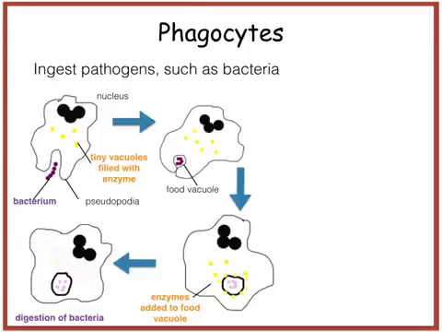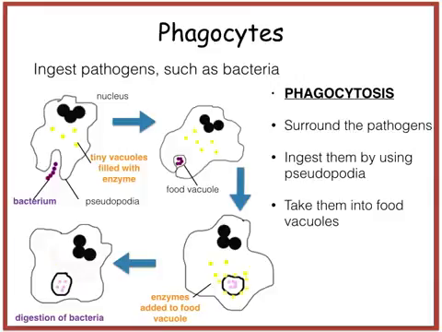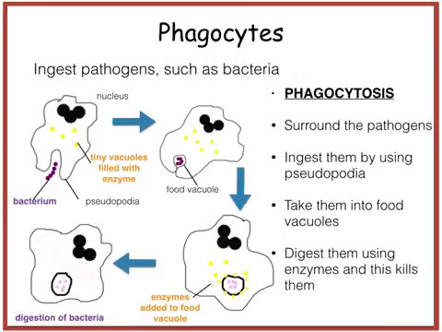So if you have a look at the next picture, you'll notice how the enzymes, those tiny little yellow vacuoles filled with enzymes, start to move towards the food vacuole. And then they help to digest the pathogen. So in the last step, you can see that the pathogen is being digested. So the different steps that you need to remember are the phagocytes surround the pathogens. They ingest these pathogens by using pseudopodia. They take the pathogen into a food vacuole and they digest the pathogen using enzymes that kill the pathogen.